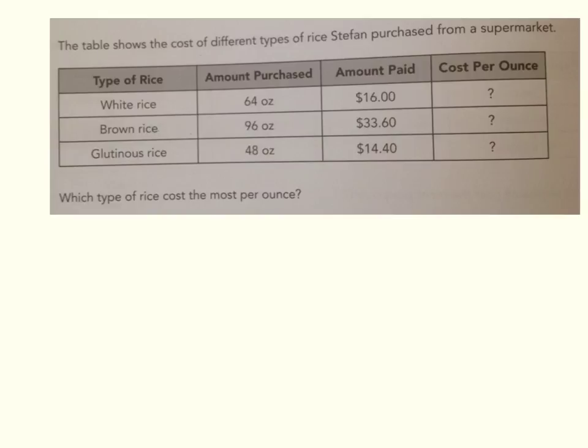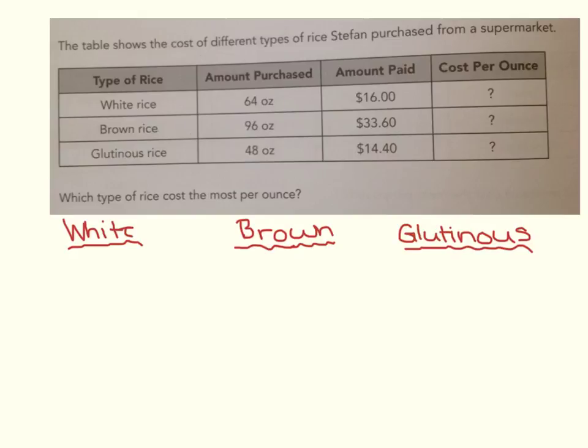Now pause the video and try this practice problem on your own. Okay, let's go over the problem. So we'll start with white rice, which they paid $16 in total for 64 ounces. And they want us to find out how much it costs per ounce. So you want to take the total that you purchased it for, which was $16, divide it by the amount that you bought, which was 64 ounces.